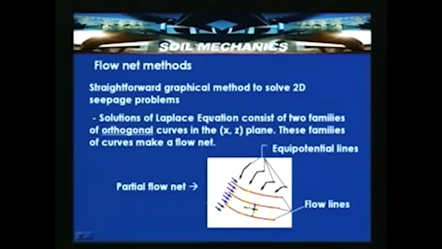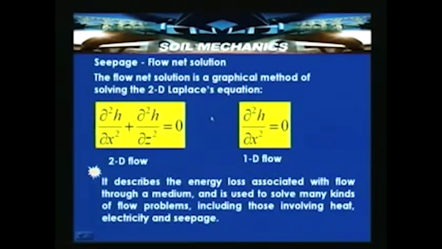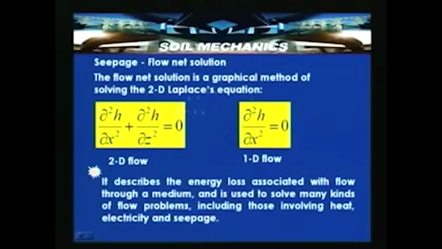Now, coming to seepage and flow net solution, the flow net solution is a graphical method of solving the two-dimensional Laplace equation. In the two-dimensional case, the Laplace equation of continuity reduces to dou square h by dou x square plus dou square h by dou z square is equal to 0, because we are now considering the xz plane.